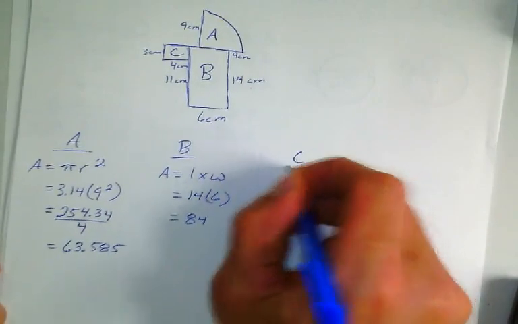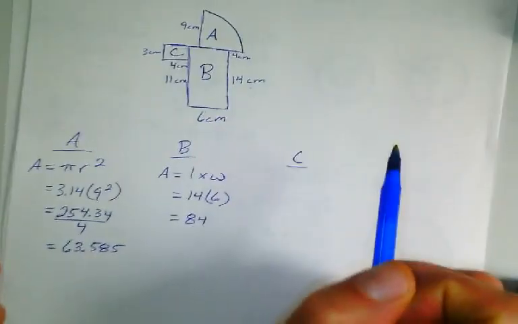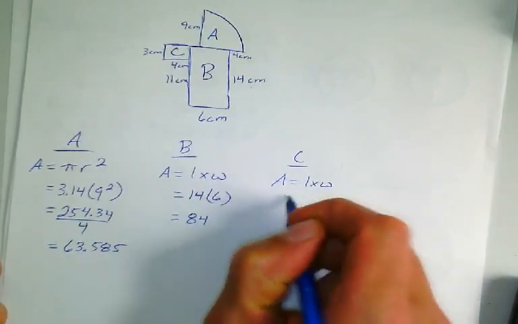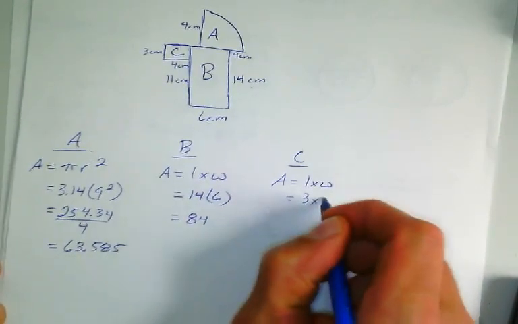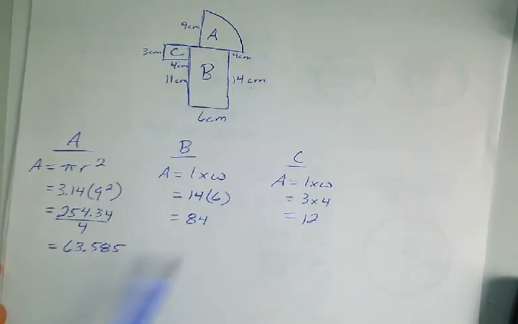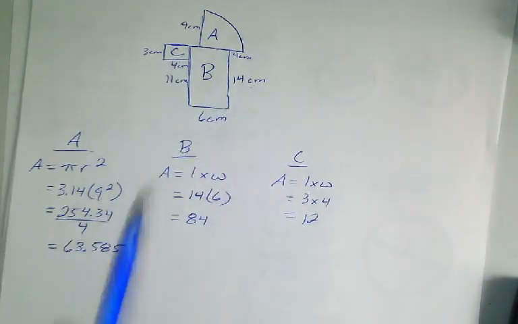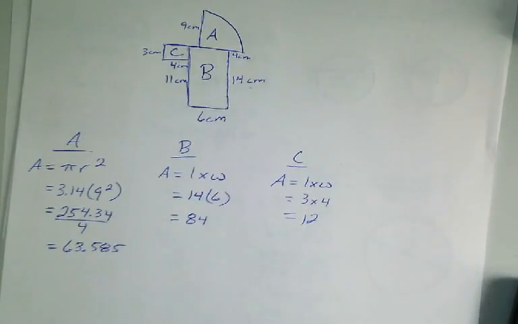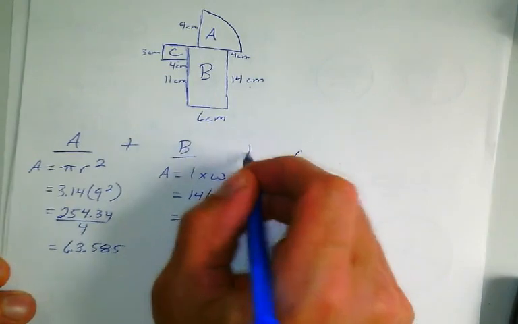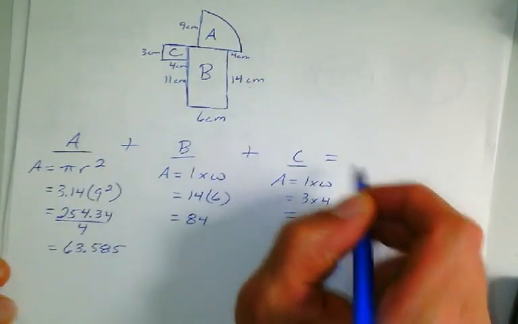Now I have C, which is the smallest rectangle. Area equals length times width. I have 3 times 4, that's just 12. So here are my 3 areas. None of these areas were holes or empty spaces, so I need to add these 3 shapes together. A plus B plus C will give me my final area.